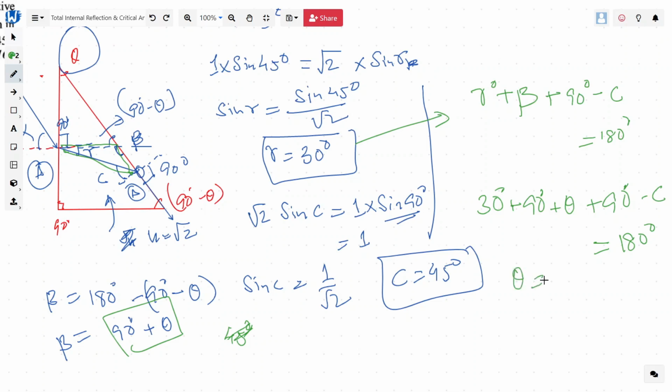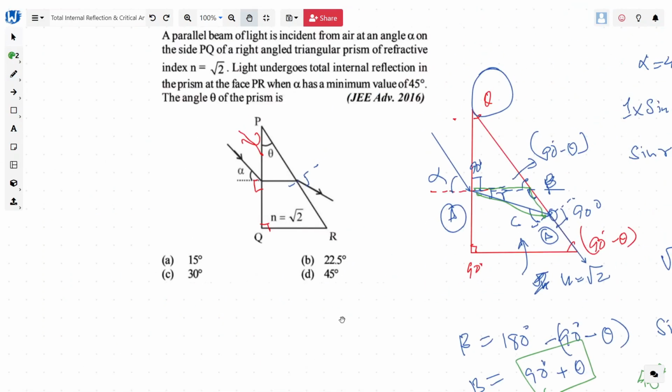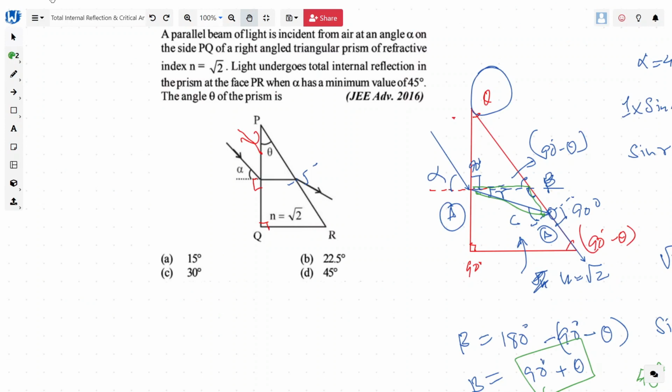And theta will come out to be 15 degrees. Make simple arithmetic, and now we can pick up our option. Yeah, so which is here, option number A.